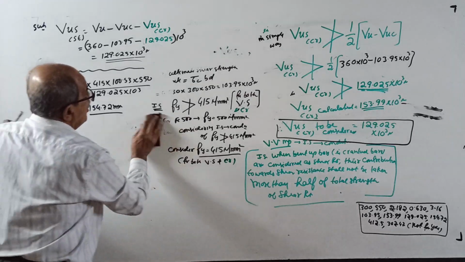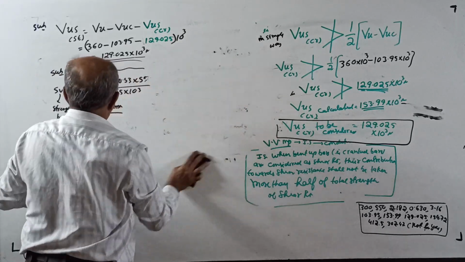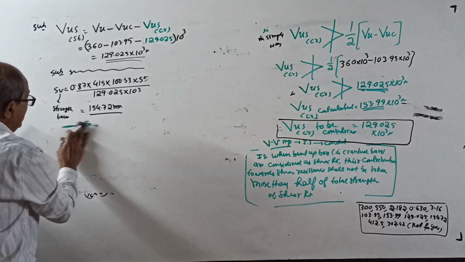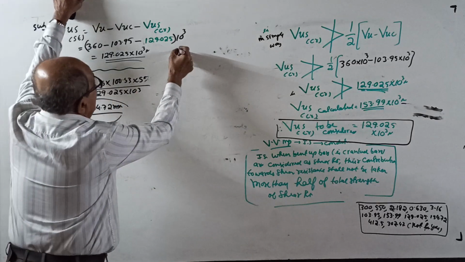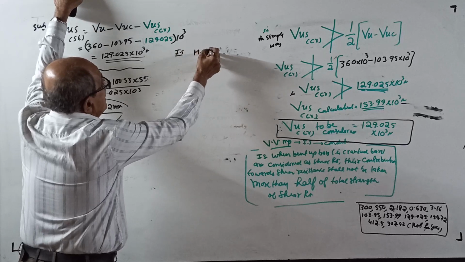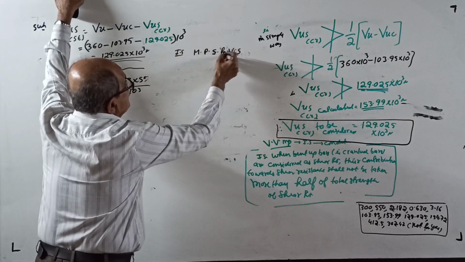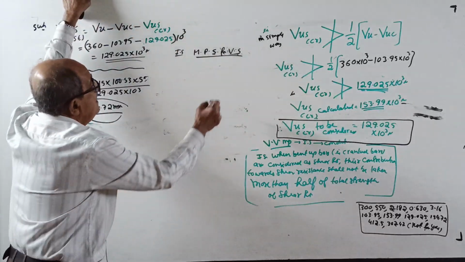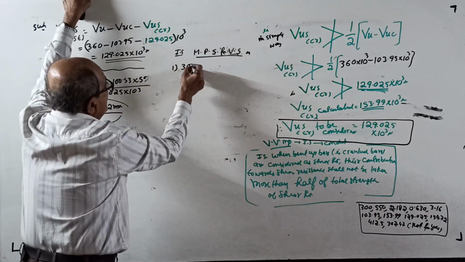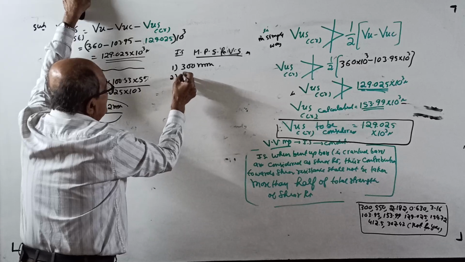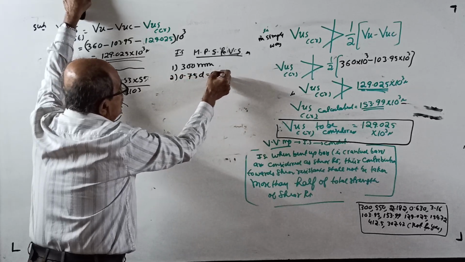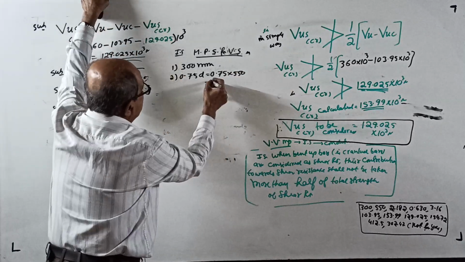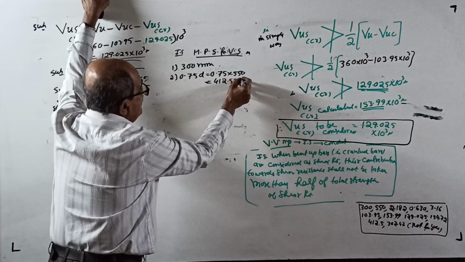Go to IS code for maximum permissible spacing. That you always have to do. Because this is strength based, as per IS code, maximum permissible spacing for vertical stirrups. I am writing short, you should write fully. Maximum permissible spacing for vertical stirrup is 300 millimeter. Second one, 0.75 into D equal to 0.75 into 550, 412.5 millimeter. Note it down.